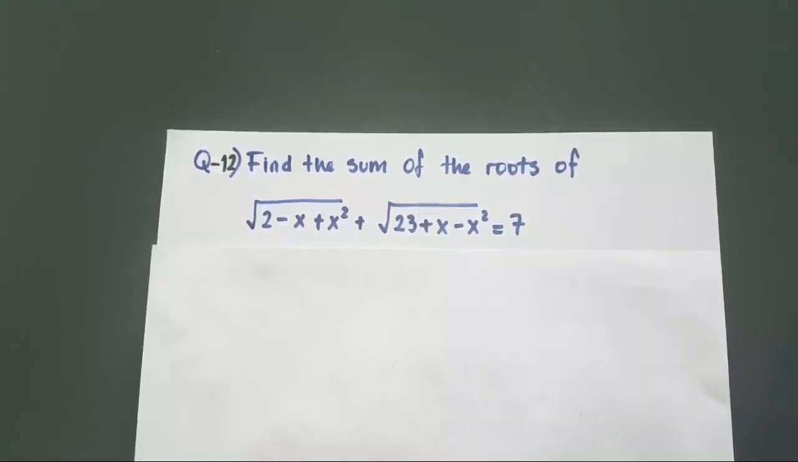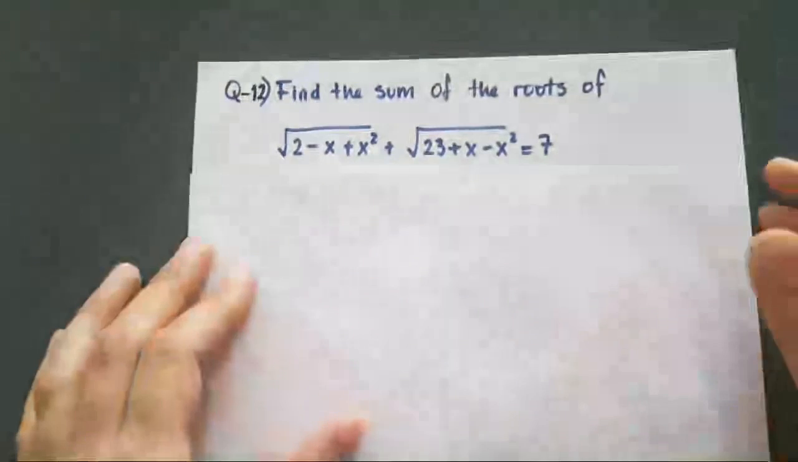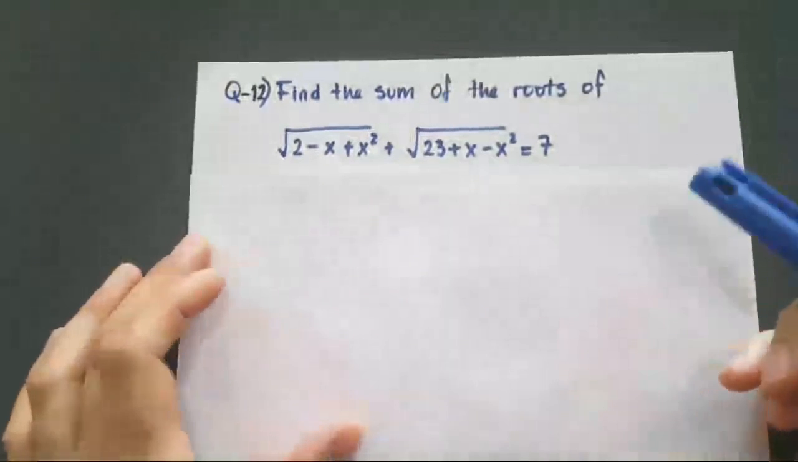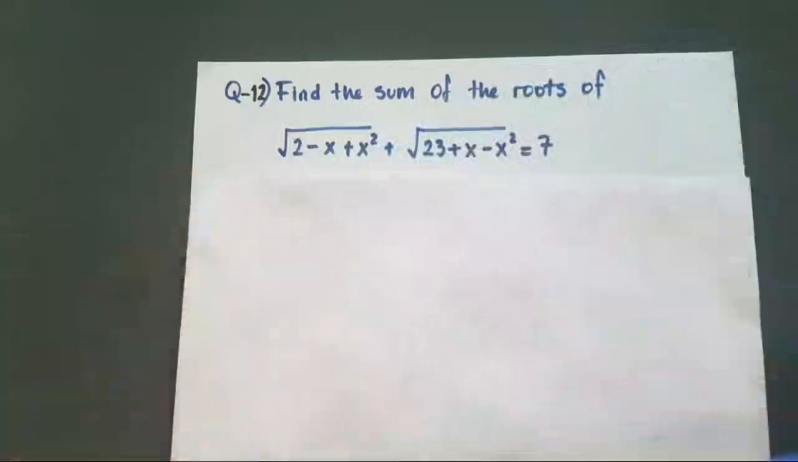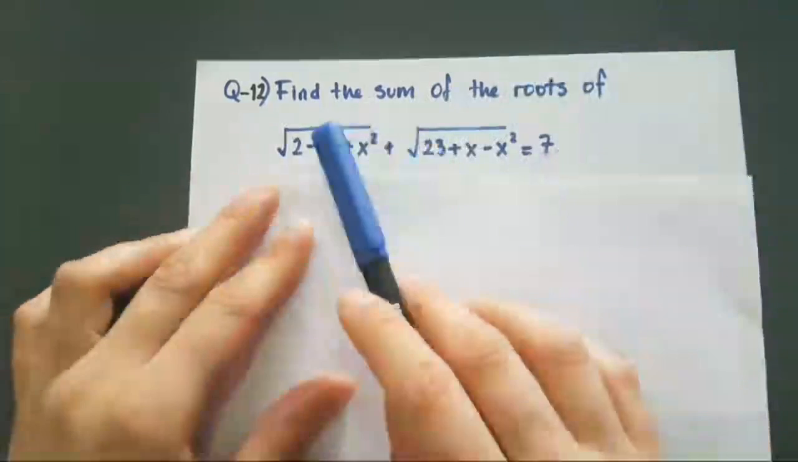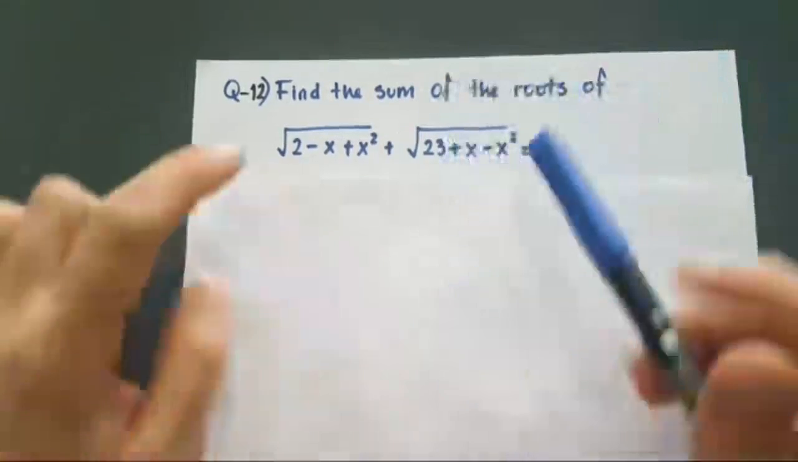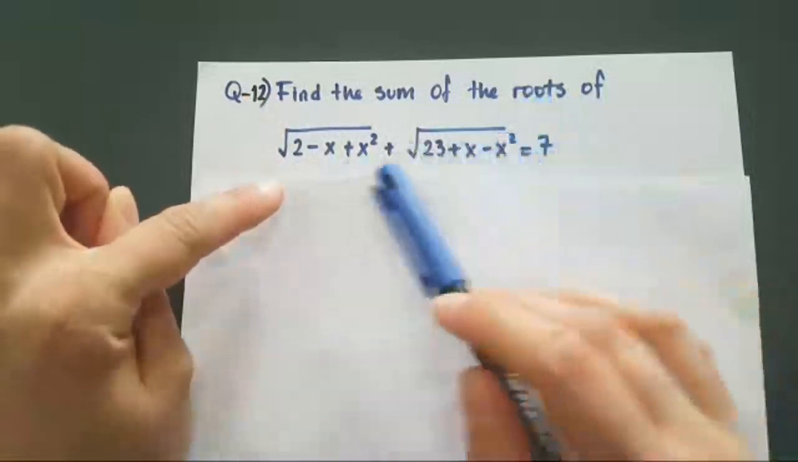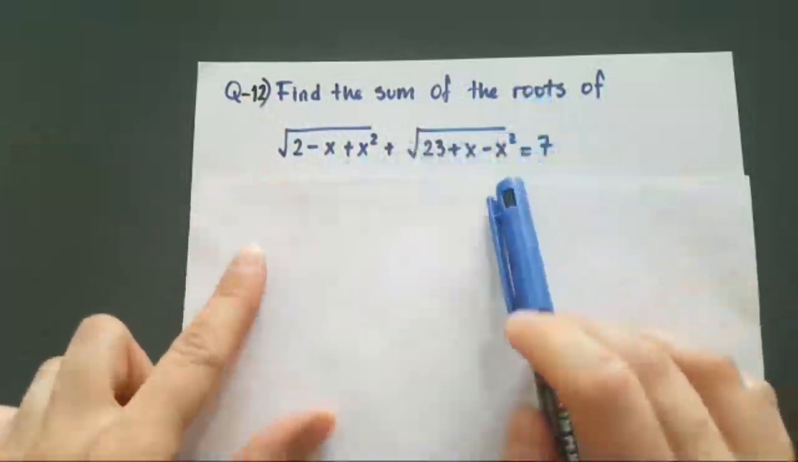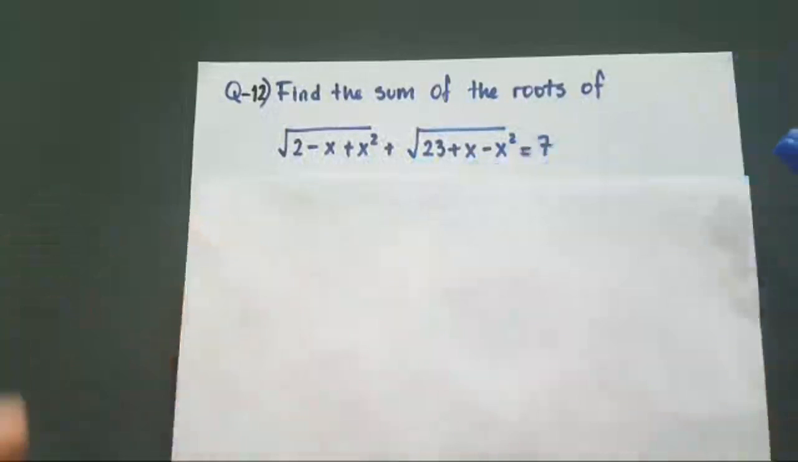I think the time is enough for this question. Let's start to solve it together. Okay, we are given a radical equation. When you are given this type of equation, the best way to solve it is to take one of the radicals to the other side and square both sides of the equation. You can also square it in this form, but it will be a little more complicated.